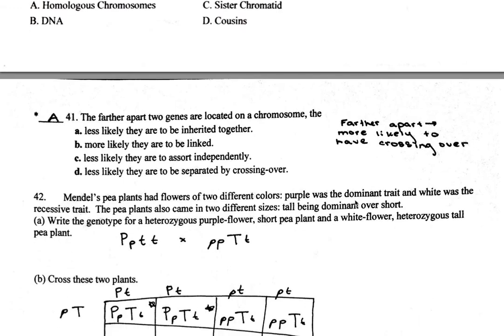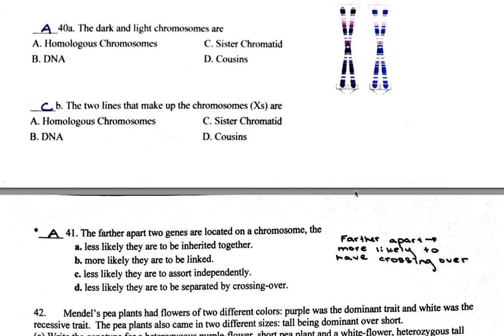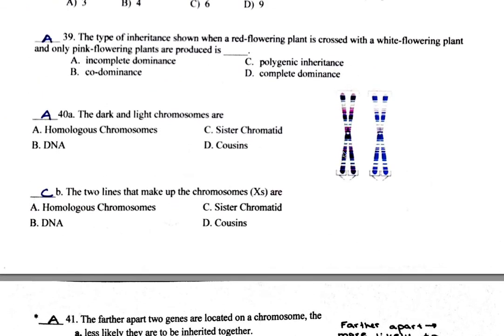The farther apart two genes, so this is the hardest problem, the hardest multiple choice. So keep in mind, the farther apart two genes are, if they're on the same chromosome, linked genes, the farther apart they are, the more likely one of them is going to be crossed over to the other chromosome. So if one gets crossed over, that means that the two genes are no longer linked, that they won't be inherited together.